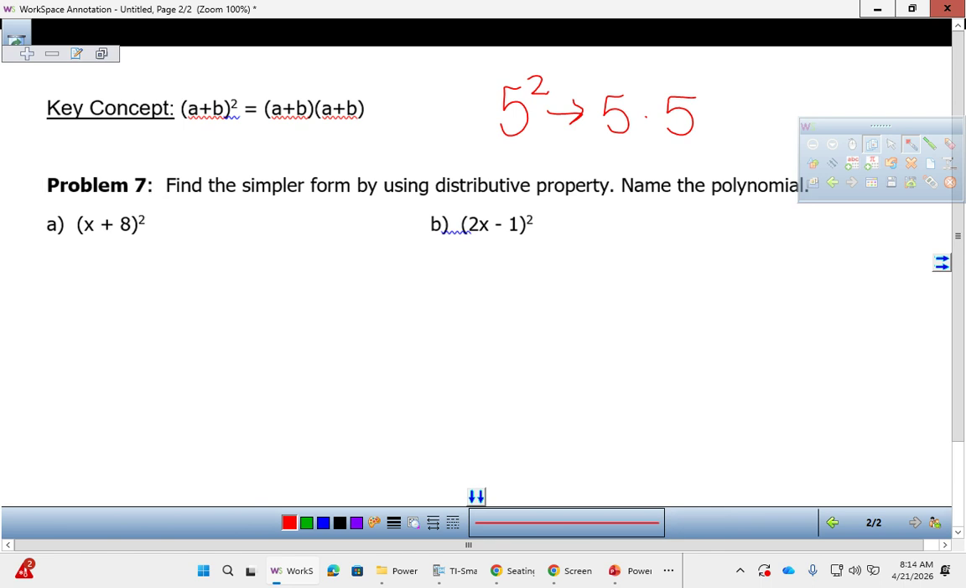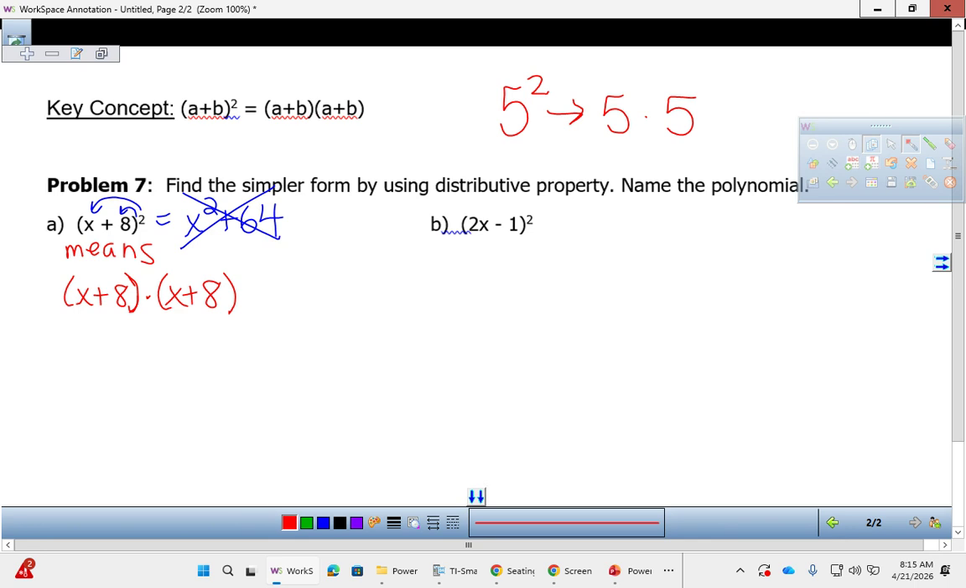Almost always, I have a student do this. That's not the answer, okay? You do not distribute in. X plus 8 squared means x plus 8 times x plus 8, right? When you square something, you write it out twice.